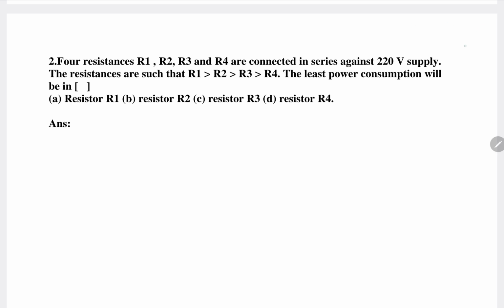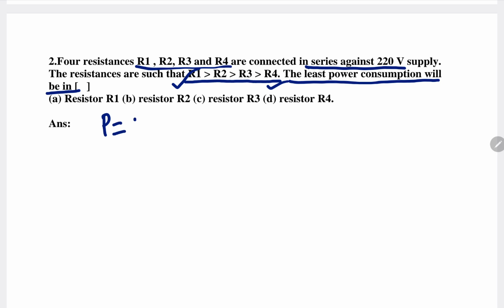Next, second question. Four resistances R1, R2, R3 and R4 are connected in series across a 220 volt supply. The relation given is R1 greater than R2 greater than R3 greater than R4. So R1 is the largest value and R4 is the smallest. The least power consumption will be in which resistor? What is the formula for power in a resistor? P is equal to V square by R.